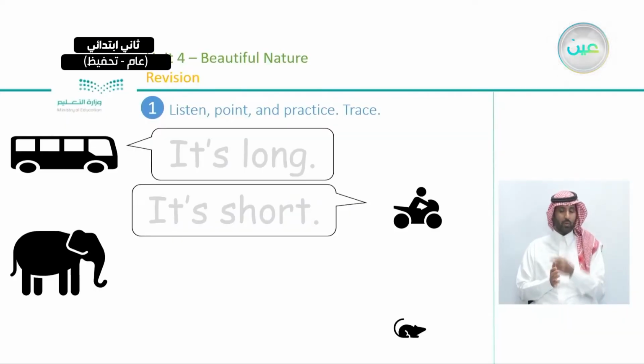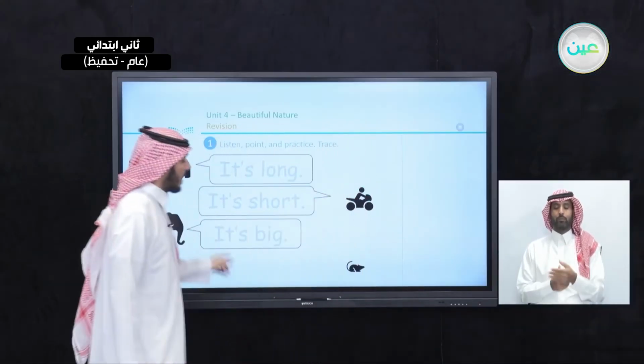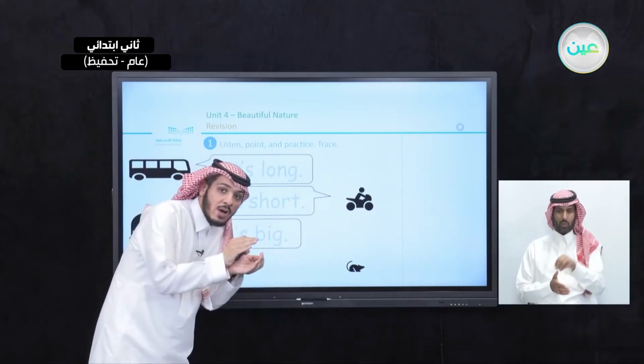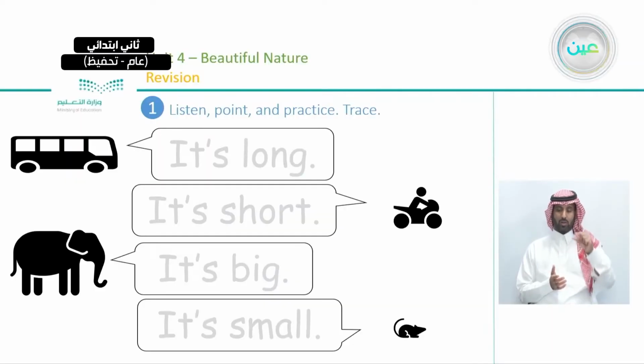Okay, what about the elephant here? What is it? Big. Excellent. So we have big. What about the mouse? The mouse. It's what? It's small. Excellent. So we have again, it's long, it's short, it's big, it's small.